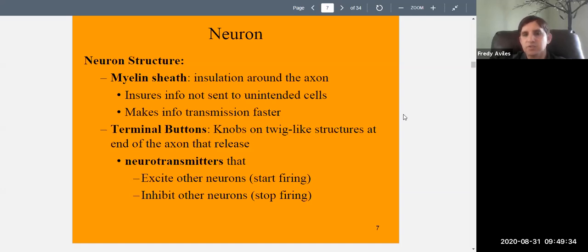One thing it does, it ensures that the information is not sent to unintended cells. So you can think of that as making sure that the wires don't get crossed and short-circuited, and then the information, the electrical signal, goes some other place where it was not intended. That's like when you cross your wires working with electricity and you get an electrical shock. Basically it means the signal, the electricity, went somewhere it shouldn't have gone, and then it caused a problem. So the myelin sheath, one thing it does, it keeps the signal moving in the right direction. Another thing it does, which is interesting, is it makes the electrical signal travel faster.